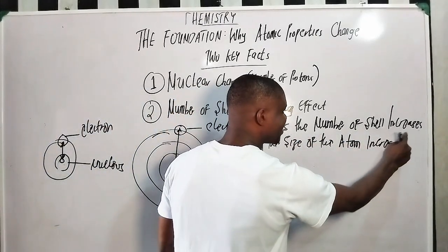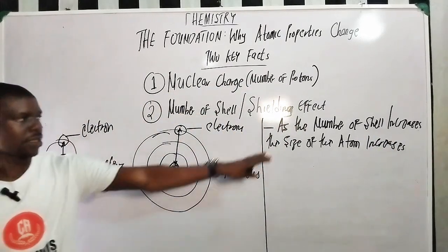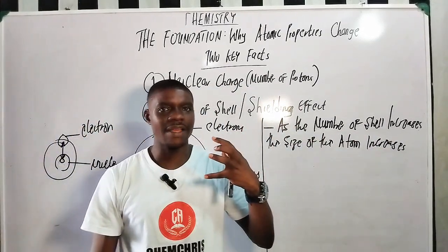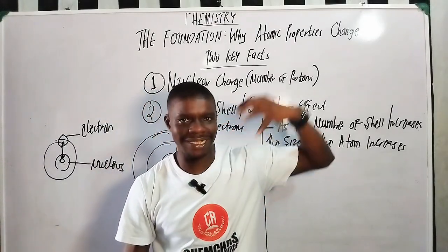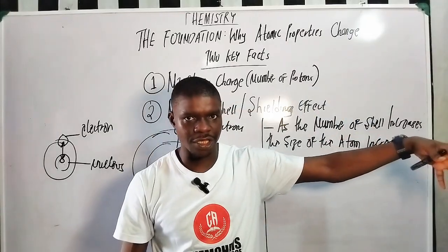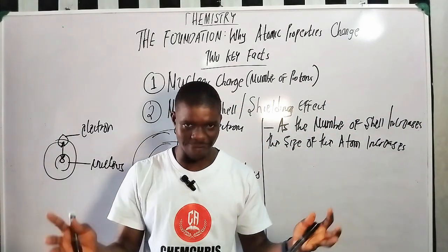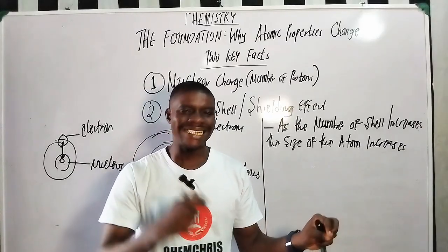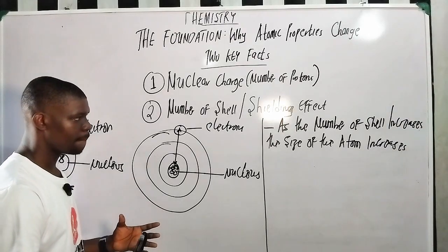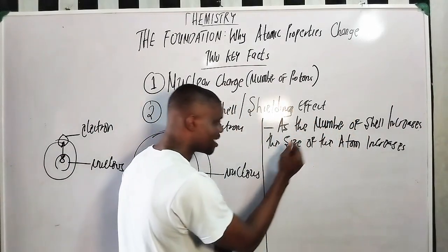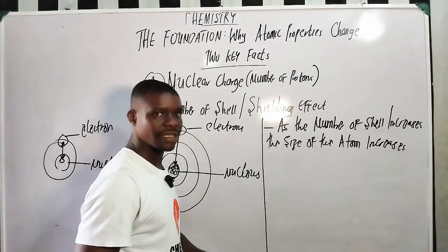As the number of shells increases, the size of the atom increases. The more shells the atom has, the bigger the size of the atom. This is what you want to understand here, right? As the number of shells increases, the size of the atom increases.